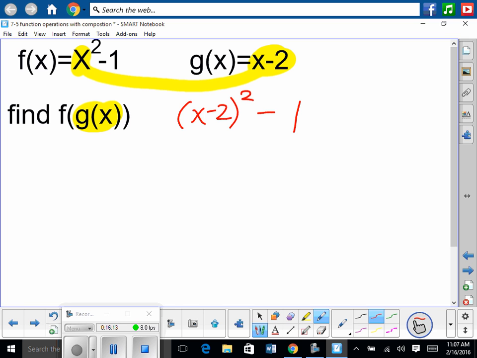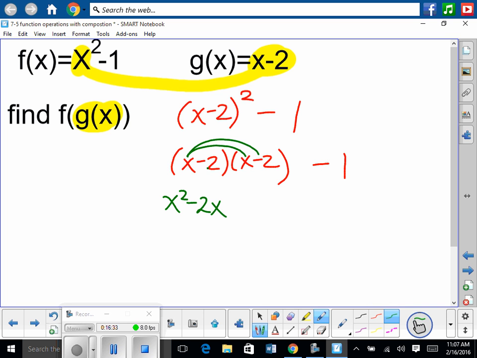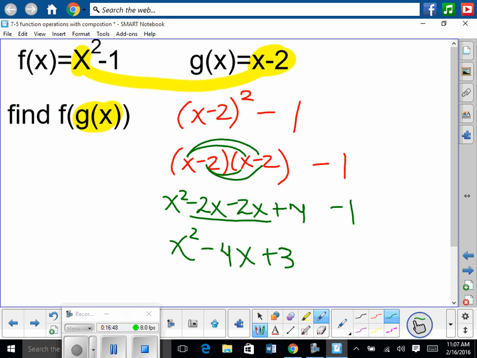Okay, so then let's actually multiply this out. Now, can we just square this, square this? Nope. That's the first most forbidden rule that you ever learned in my class. So we know that this is the same thing as x minus 2 times x minus 2, right? And we still have our minus 1. So let's distribute. So we'll have x squared minus 2x minus 2x plus 4, and then don't forget about that minus 1, right? Combine like terms. x squared minus 4x, plus 3. Very good. And that is f composed of g.